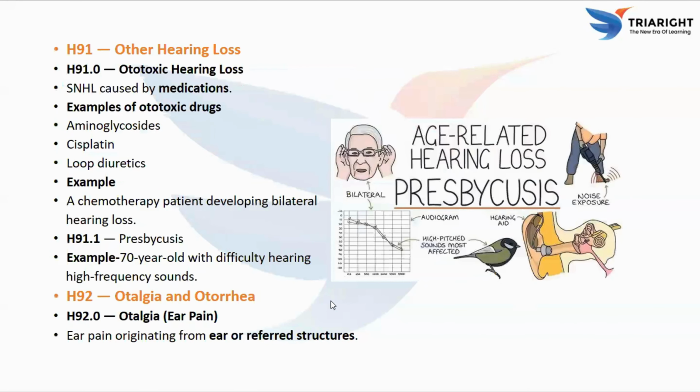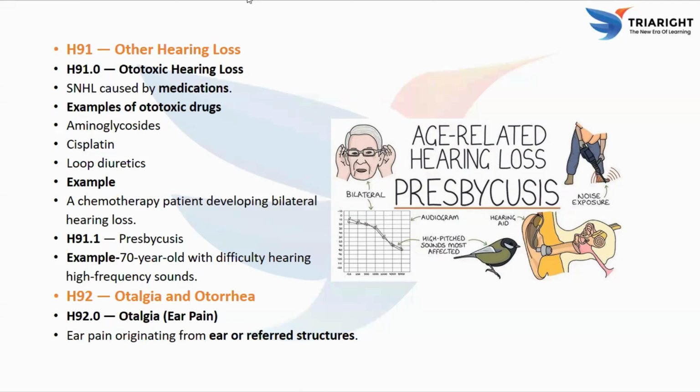So next category code is H91, which is for other hearing loss. This ICD-10 category includes hearing loss not due to conductive causes and these are not classified under the H90 category. So it mainly includes sensorineural hearing loss due to medications, aging or unknown causes.